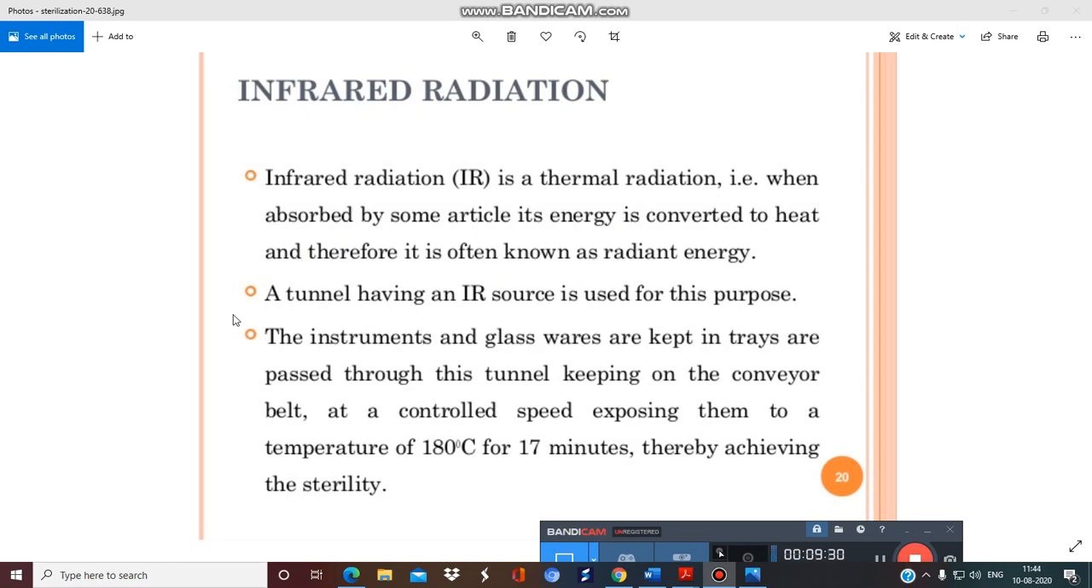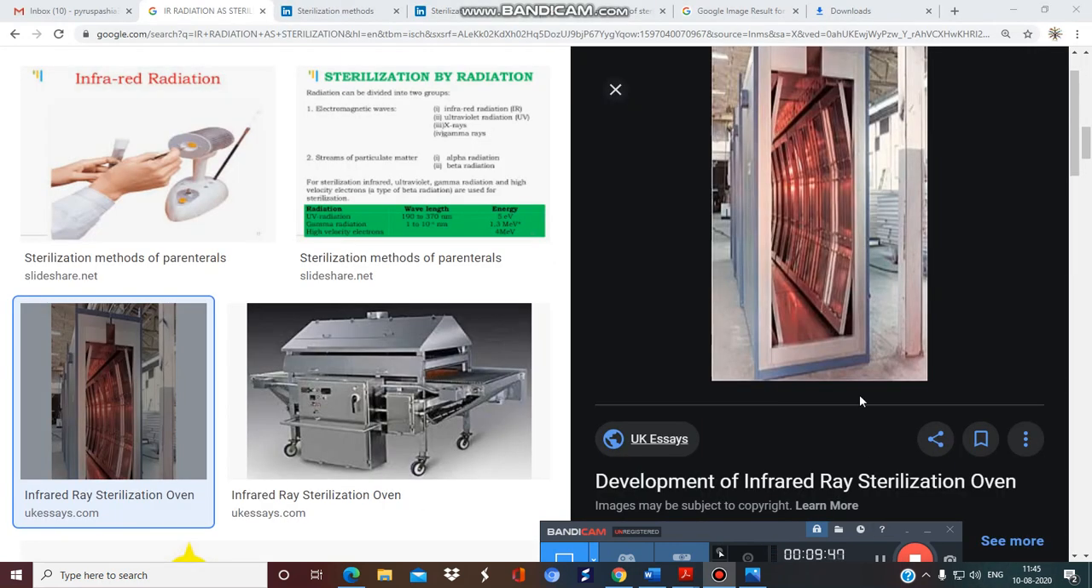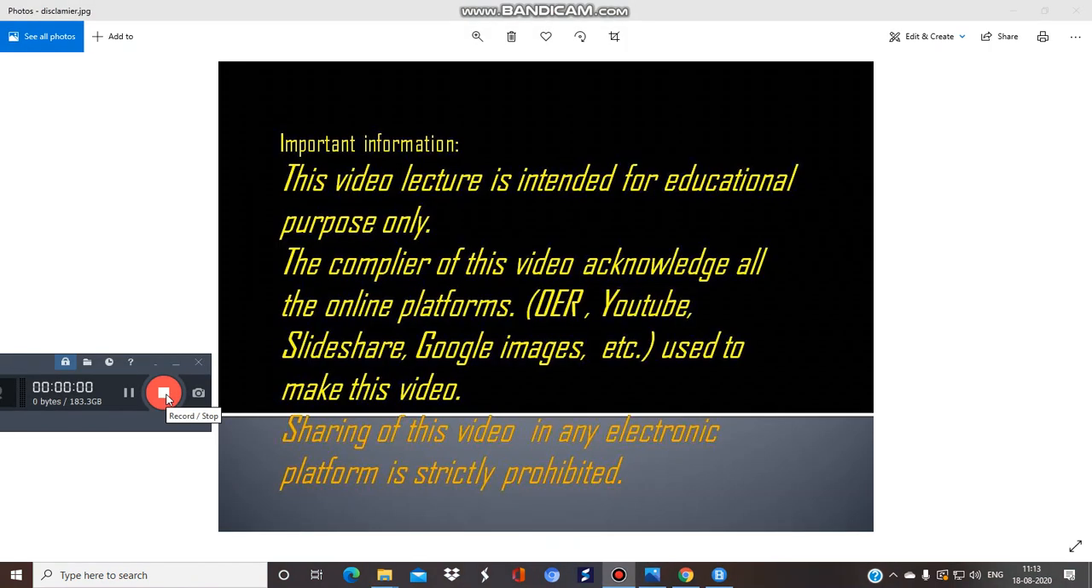Basically we use a tunnel with an IR source for this purpose, and we keep all the instruments and glassware in trays and pass them through this tunnel. A particular temperature condition is maintained, that is 180 degrees Celsius for 17 minutes, to achieve sterility. Just see here, this is the infrared radiation sterilization chamber, the sterilization oven. We will put our samples here at a particular temperature condition and they will get sterilized. So see you in the next video.